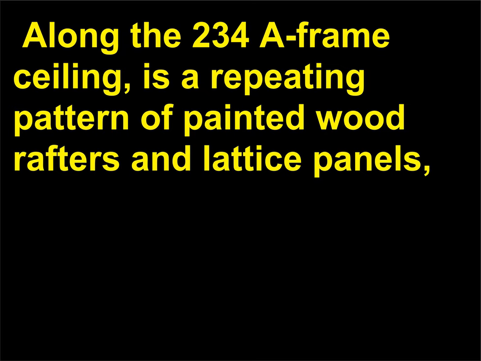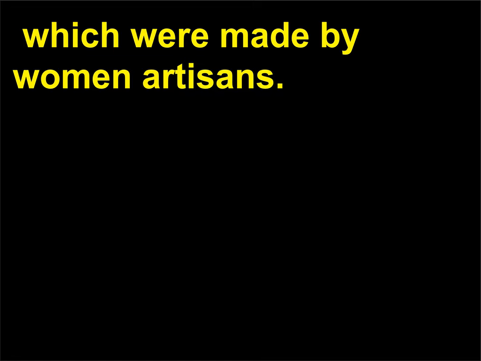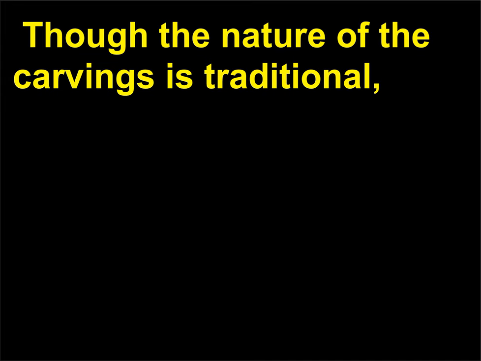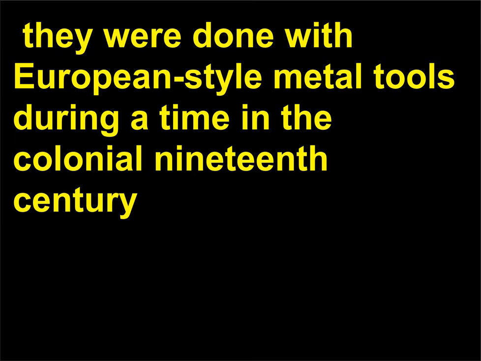Along the A-frame ceiling is a repeating pattern of painted wood rafters and lattice panels, which were made by women artisans. Though the nature of the carvings is traditional, they were done with European-style metal tools during the colonial 19th century, as Maori architecture was changing under the influence of Christianity.